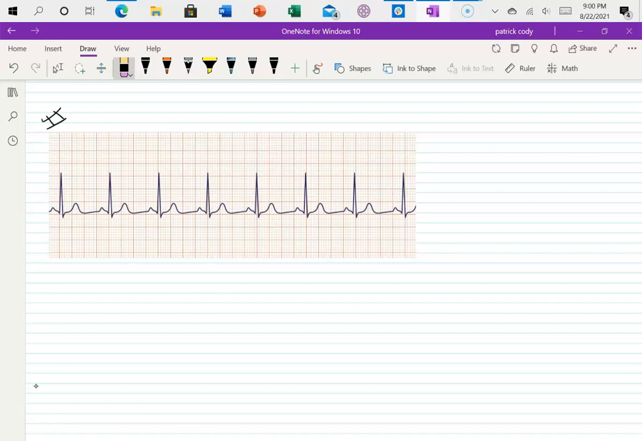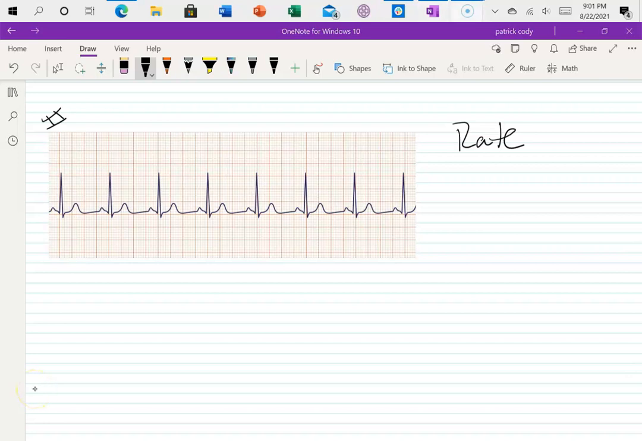But what we see here is a nice rhythm, and the first thing I want to do is look at the rate. Okay, and so we decided earlier there's a bunch of different ways to calculate the rate on this, right? We can use the rule where we know that certain boxes represent certain rates, so let's try that.